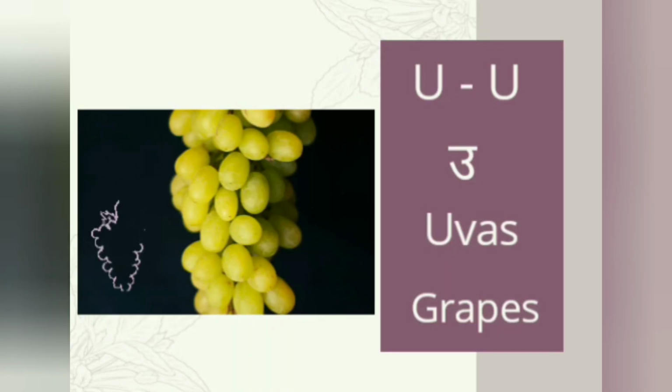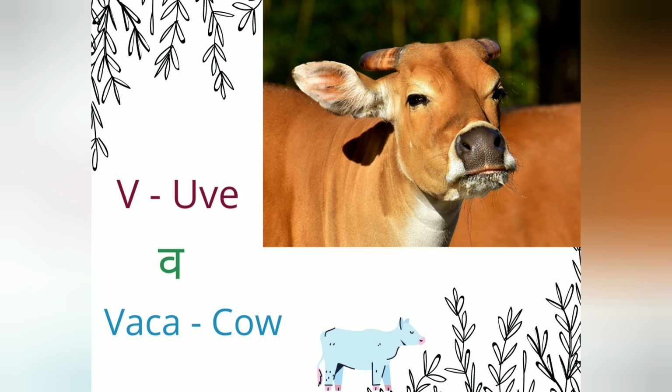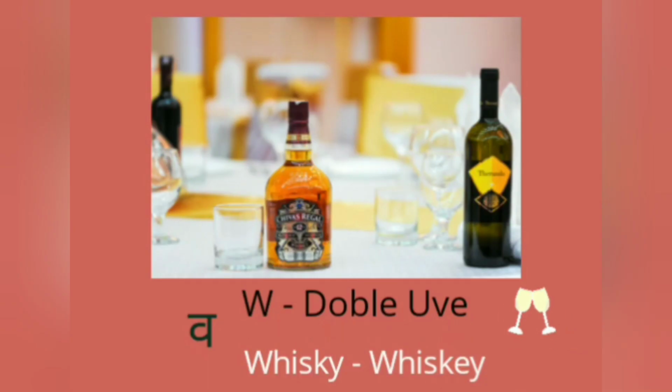U in Spanish is u, as in uvas. Uvas means grapes. V in Spanish is uve. We read it as v, as in vaca. Vaca means cow. W in Spanish is doble uve. We read it as v, as in whiskey. Whiskey in Spanish is whiskey.